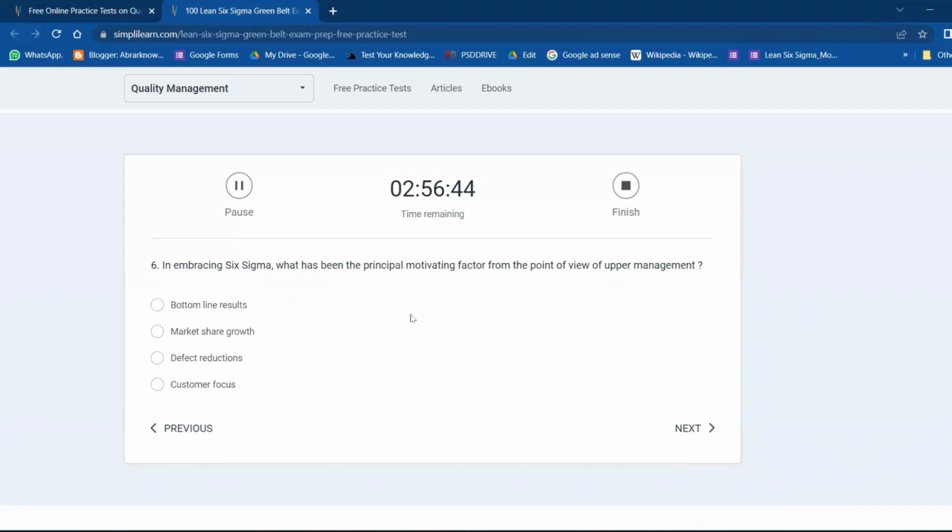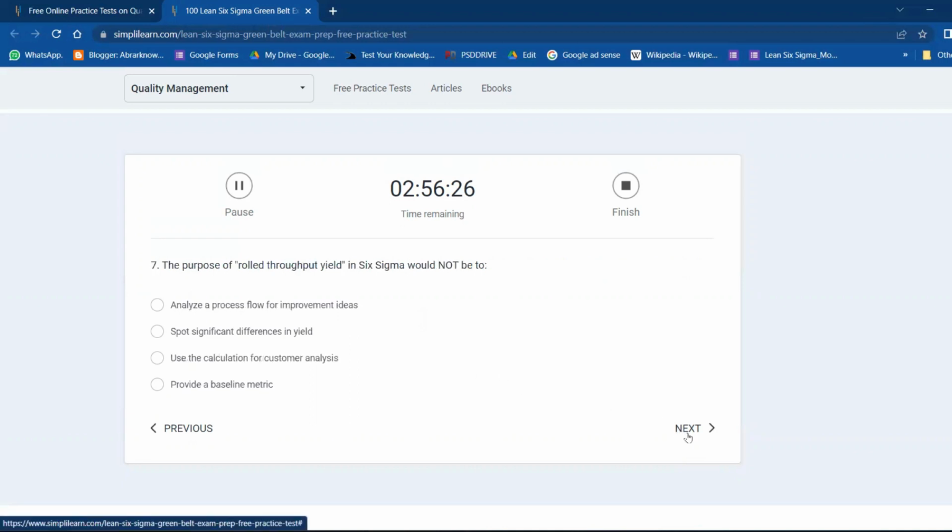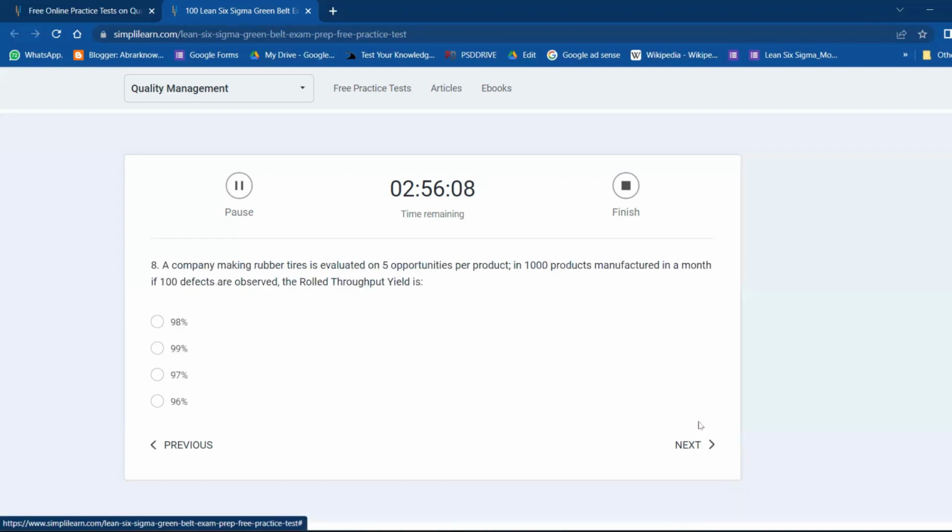And in embracing Six Sigma, what has been the principal motivating factor from the point of view of upper management? At the end of any project you do, the bottom line is the bottom line result. The purpose of rolled throughput yield, RTY, in Six Sigma would not be, so the question is what would not be the use, the calculation for customer analysis, because RTY is more internal. So this is the answer.